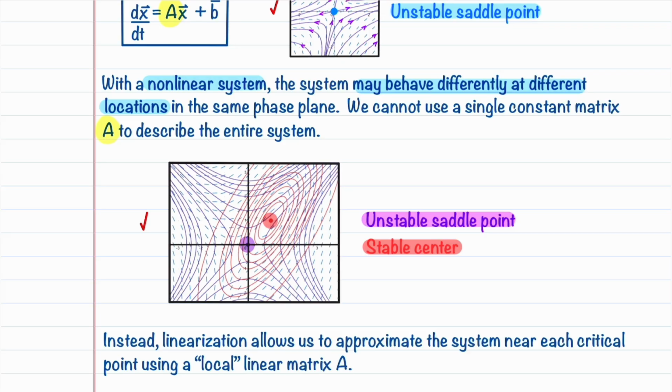Since we can't use a single constant matrix A to describe this system, linearization allows us to approximate the system near each critical point using what we call a local linear matrix A. So instead of one global matrix A, linearization gives us a local matrix near each critical point. If we zoom in close to each equilibrium, in those neighborhoods, the nonlinear system looks approximately linear.